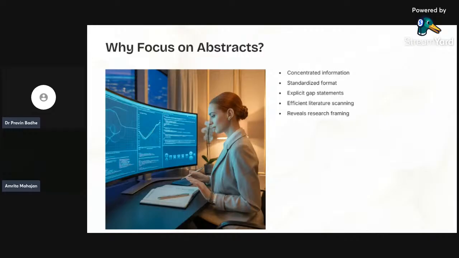And the next is explicit gap statements. Authors often clearly state the research gap they are addressing within the abstract. Some authors directly say it, some might not mention it in the abstract, but you need to go through that properly. This helps to determine if the paper is relevant to your own work or not. So this is very important.